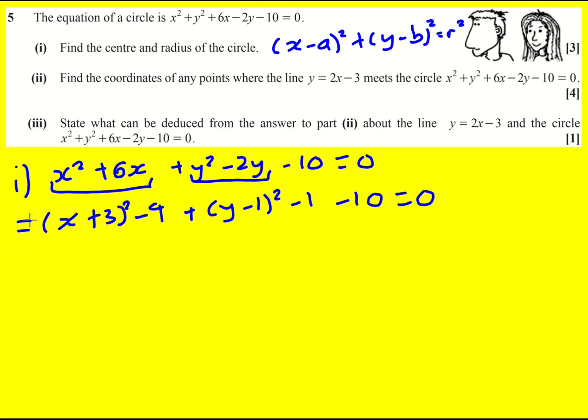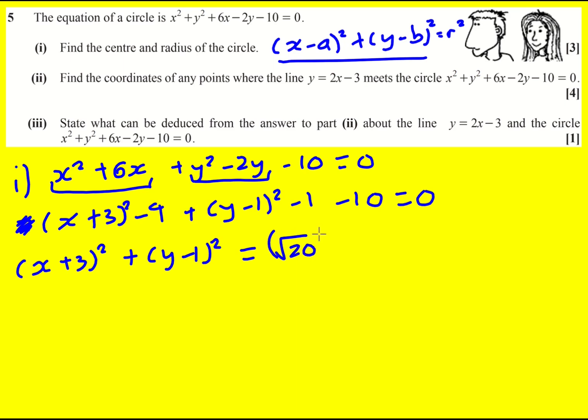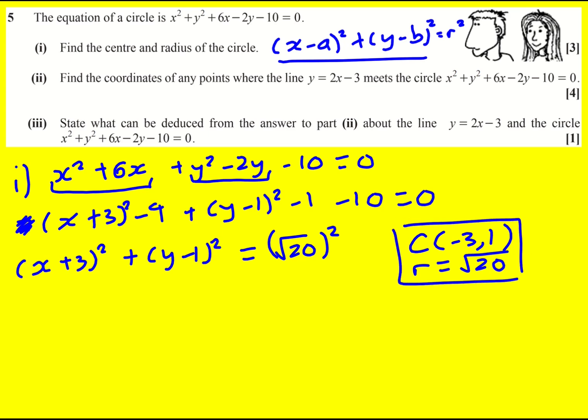So therefore, x plus 3 squared plus y minus 1 squared, because remember, I'm trying to write it in like this. I've got minus 20, so that is going to equal 20, which I could write as root 20 squared. So the center is going to be minus 3, 1, and r is going to be the square root of 20, which we could simplify, but they've not asked us to, so I'm just going to leave it like that. Okay, good little start there.